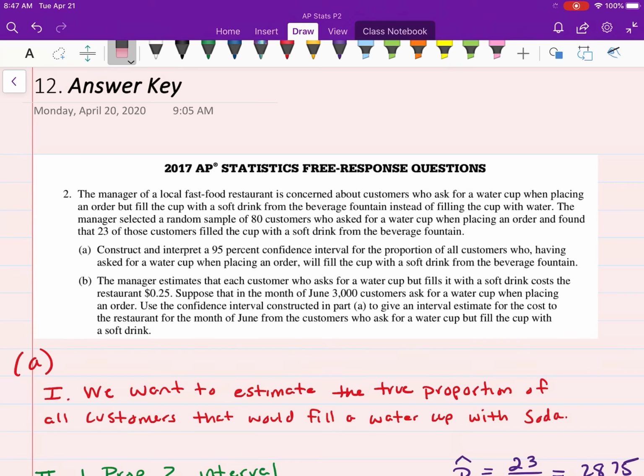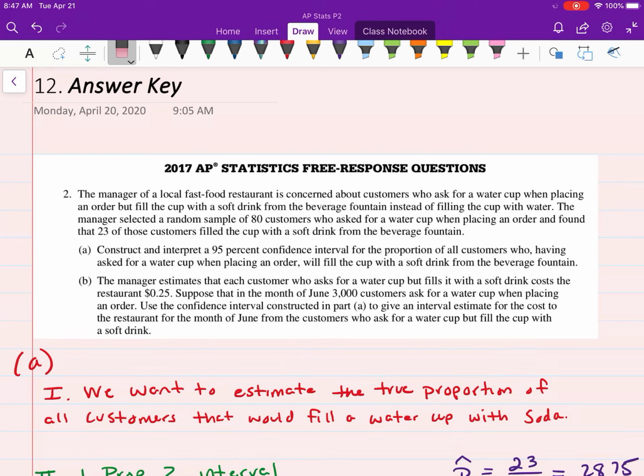This is the answer key to the free response question that I posted yesterday. Remember, I'm only posting one every other day, so I posted this yesterday, Monday, and today. If you didn't get a chance to do this question yet, go ahead and read it and work on it to the best of your ability, and then come back to this video, watch it, and see how well you did.